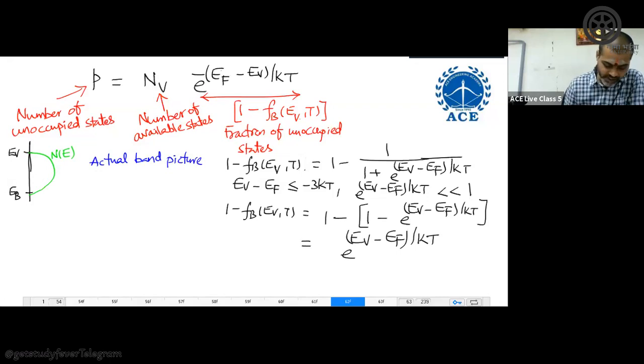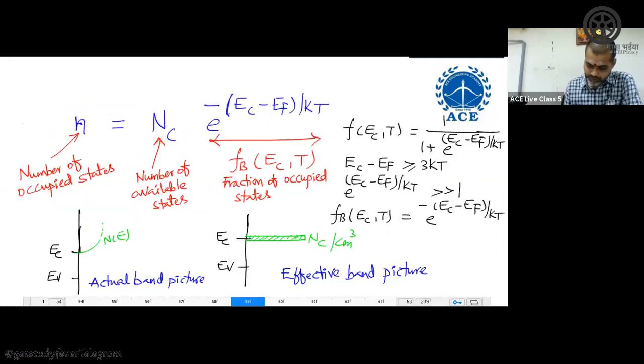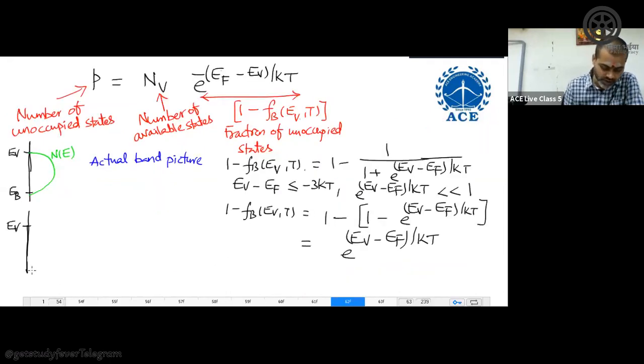Now what could be the effective band picture? Instead of N of E, what can I write now? Anyhow, here EB will be at infinity. No need to indicate. I think same thing here also. Where is it? Yeah, ET will be at infinity. Okay, no need to represent here. Fine, so EB at infinity. I'm not writing that. Okay.